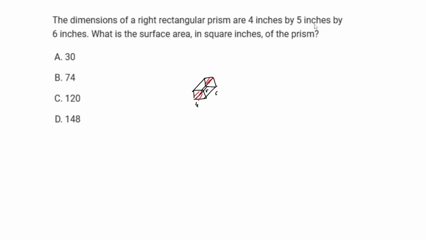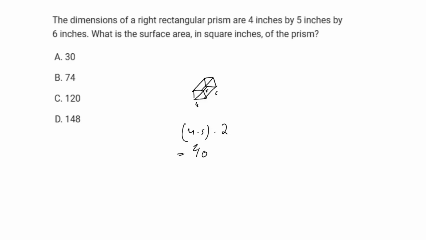Okay, so it's going to be 4 times 5, right? And multiply by 2. Why? Because there are two sides. There's this one and this one. So what is 4 times 5? That is 20, times 2. That's going to be 40. Okay, so we've got that calculated.